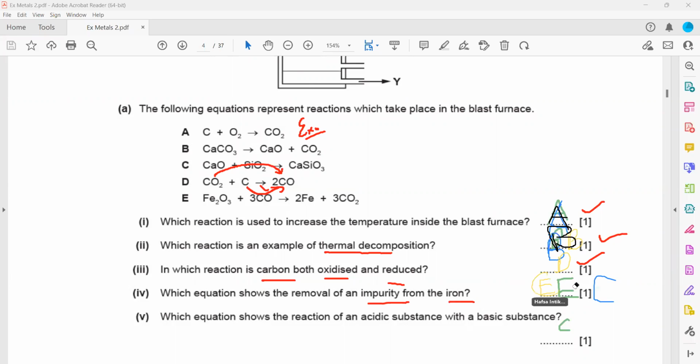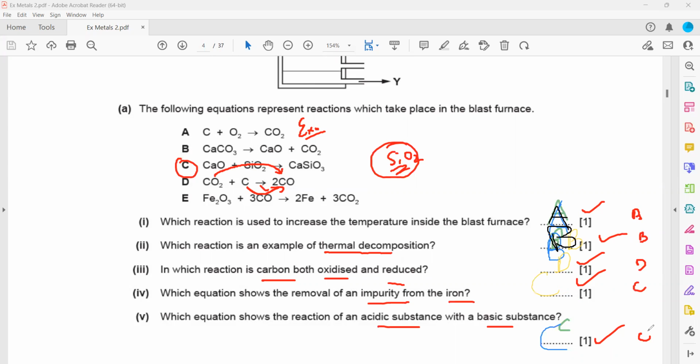So the impurity which is present here is not oxygen. The impurity is the silicon oxide. For which reaction is the silicon oxide removed? That is in C. And which equation shows an acid reacting with a base? That is also C. So for the last two, the answer is C. So it's A, B, D, C, and C. So the impurity is silicon oxide, not iron or oxygen here. Oxygen is forming a compound with iron.